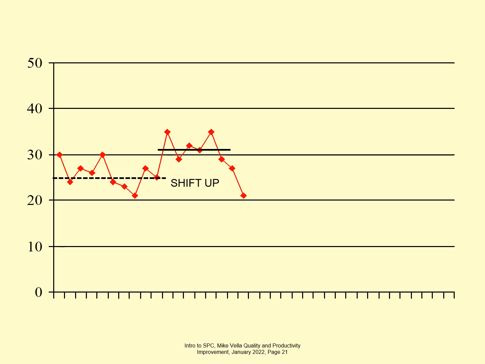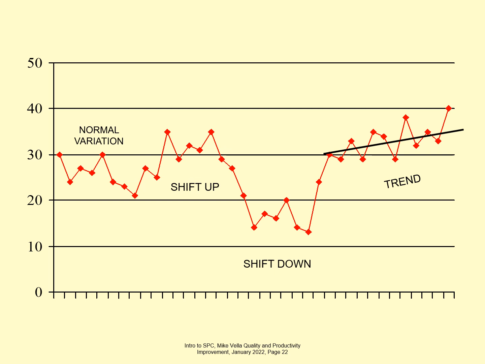What you see there is a shift up. The center of the distribution has moved up pretty clearly. And there's a shift down followed by a trend. A trend might be the result of worn tools or something that's changing gradually, whereas a shift is something that's sudden.